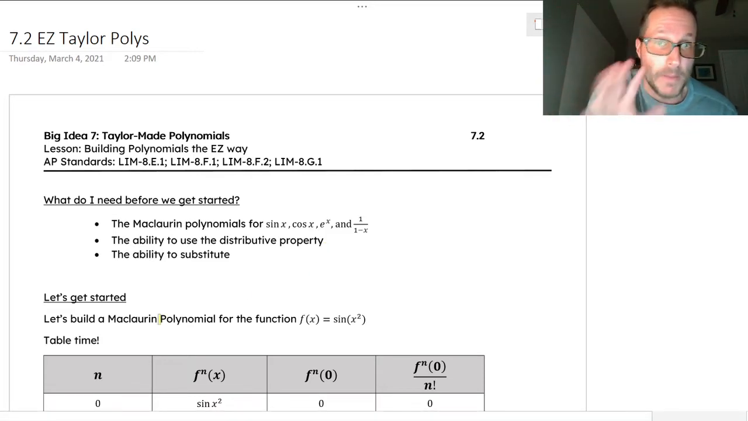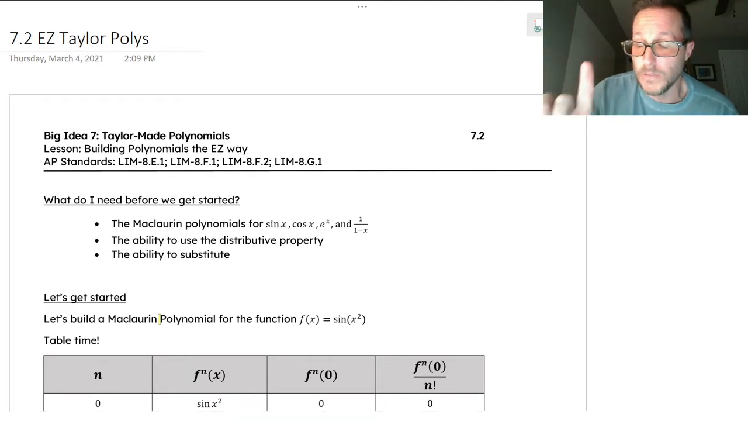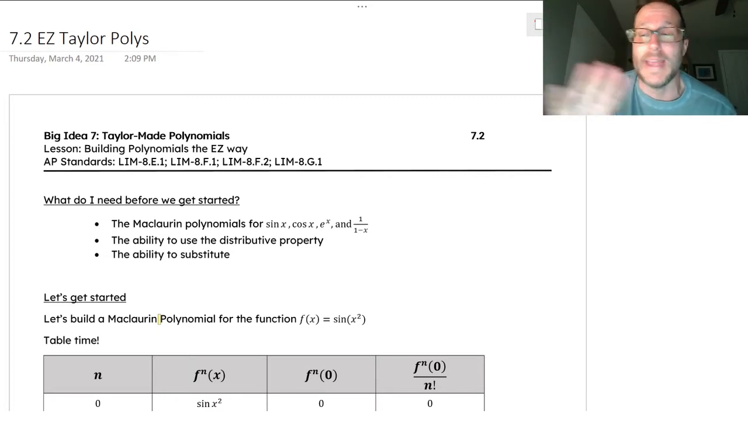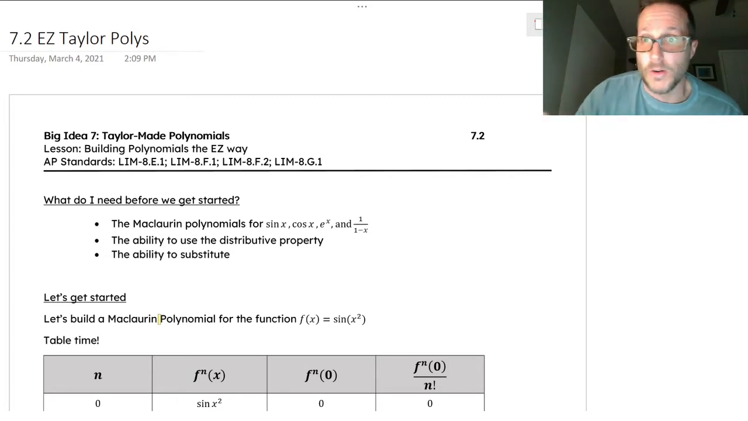All right, we're going to make a Maclaurin polynomial for sine of x squared. Now, before you go the easy route, let's think about how we would build any Maclaurin or Taylor polynomial, based on the general form of a Taylor polynomial. It's the nth derivative at the center divided by n factorial. That's the coefficient. And then we multiply that by x minus c raised to the n. And we do that from n equals 0 and on and on we go.